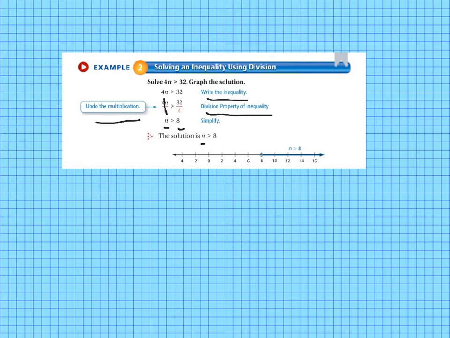Our variable is on the left, so we can match up the sign to the arrow on the end. We need to remember to use an open circle because there's no line underneath our inequality sign. And that's it, we're all graphed.